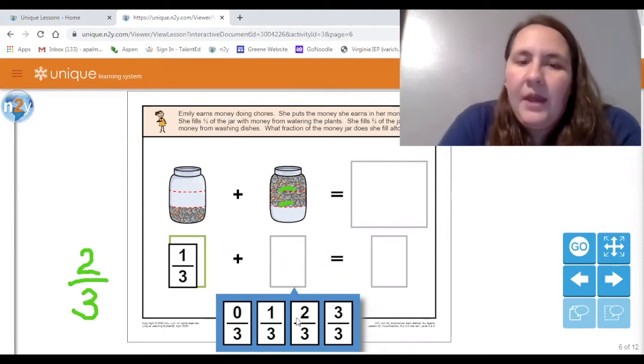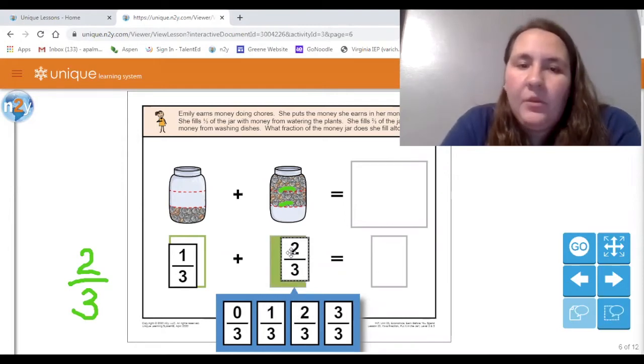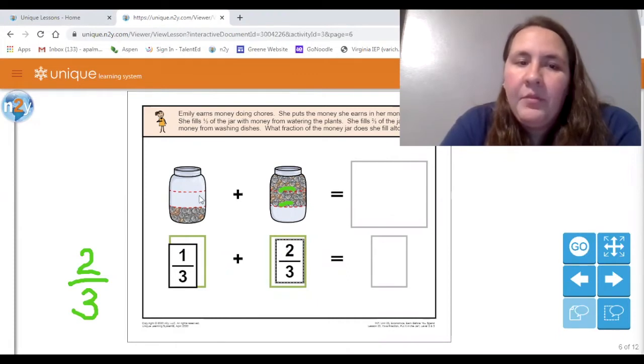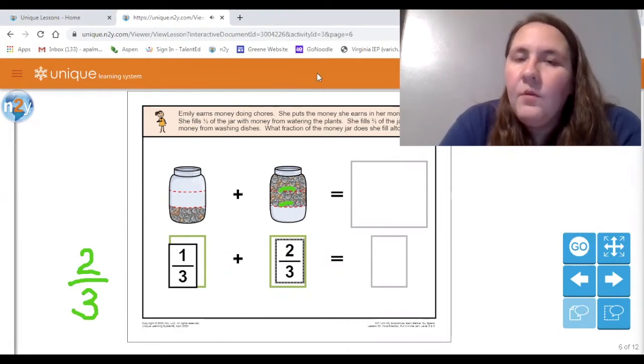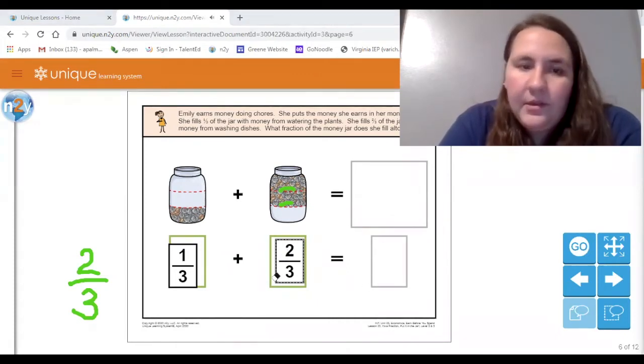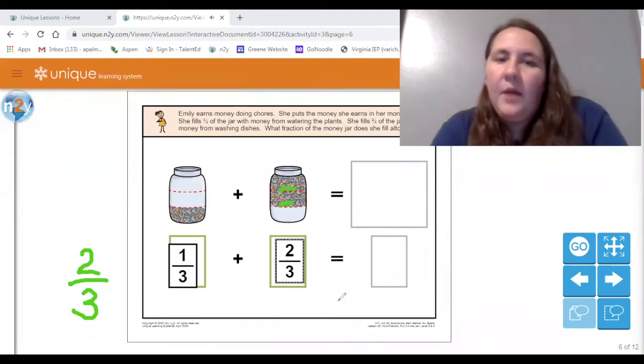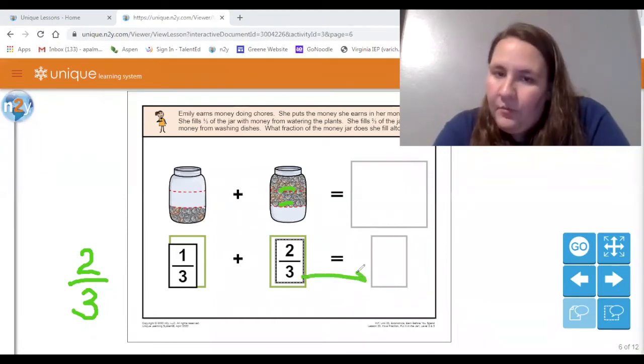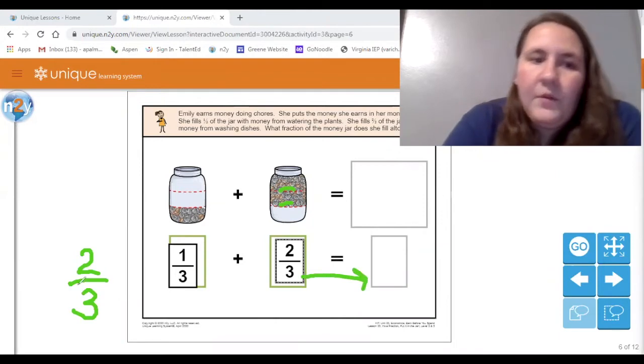2/3. Beautiful job, guys. A 2 and then a 3. You guys got it. You're on it. Okay. So I know my denominator is going to stay the same, right? Because Miss Daly taught me to just move my denominator over. So I know I'm still going to need a 3, but I'm going to erase my numerator.